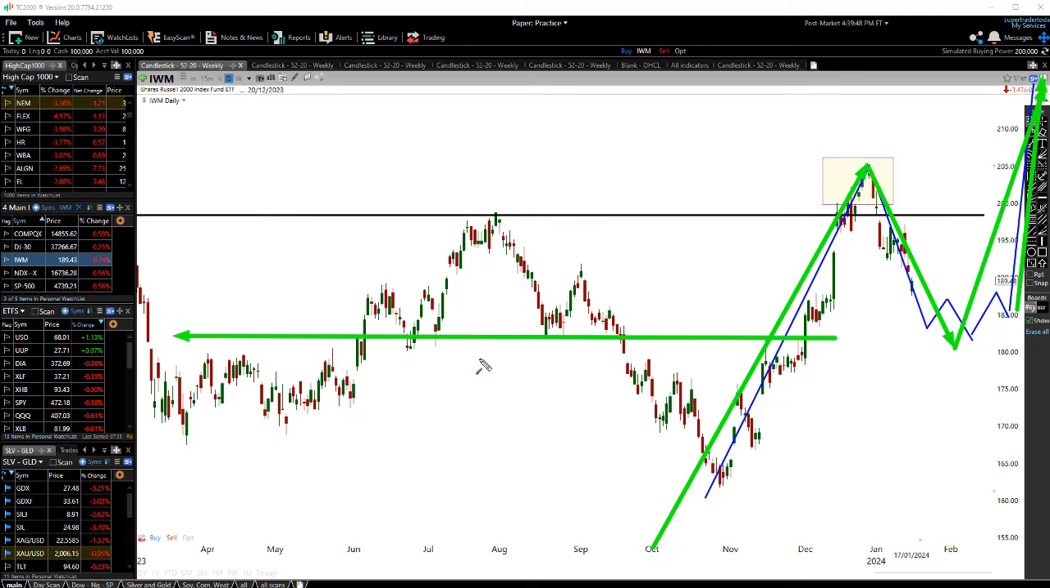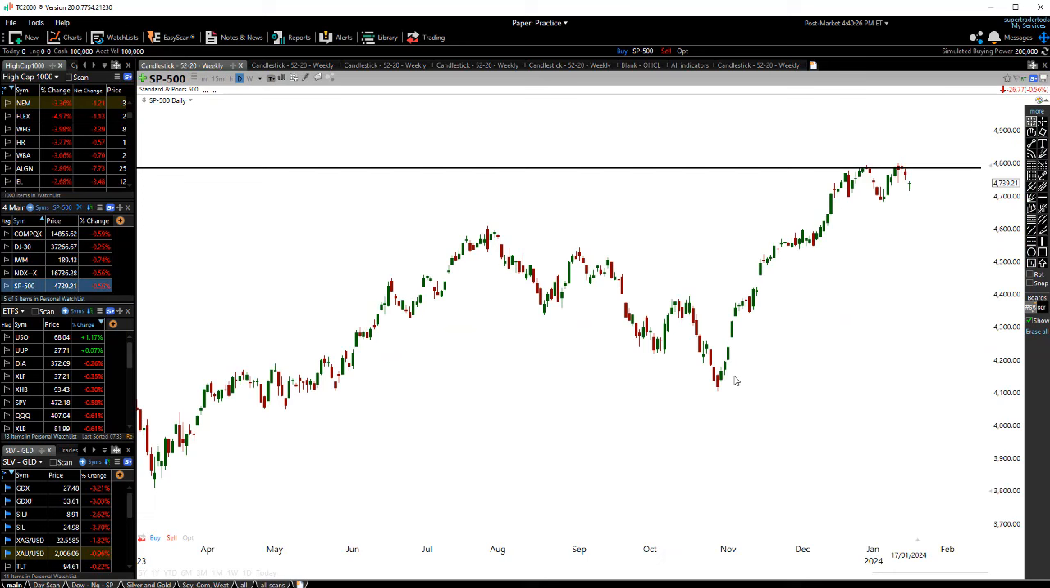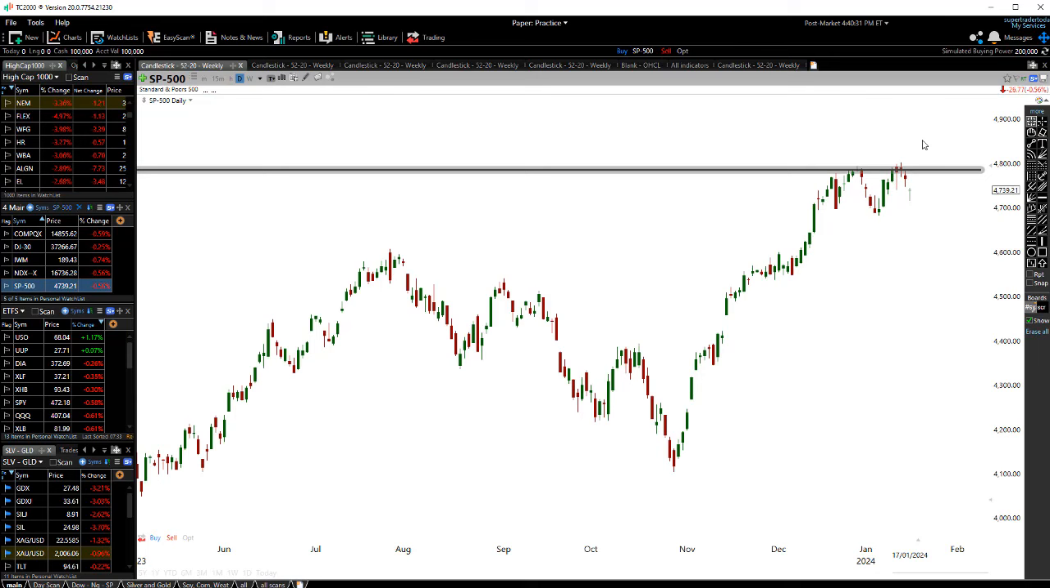Let's look at the good old S&P 500. I was going to say, what am I looking at right now? S&P 500 right now has actually made a top and a double top in the market.